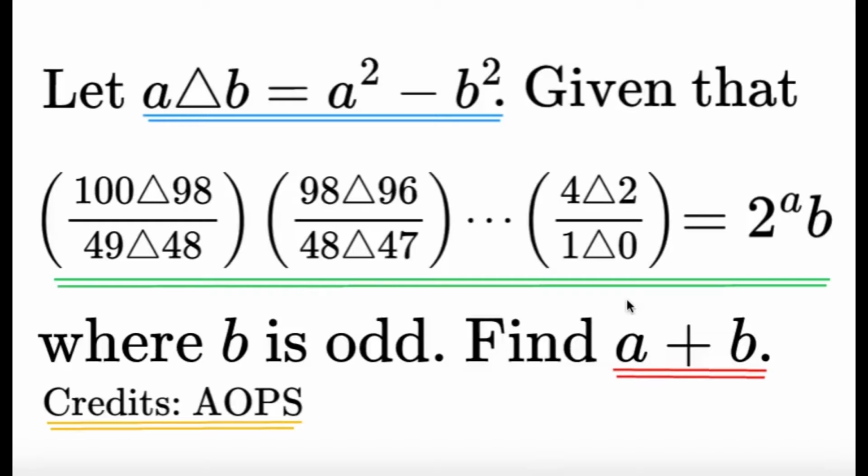Let's define a new operator, the triangle. Let a triangle b be equal to a squared minus b squared. Given that, the following expression can be written as 2 raised to a times b, where b is odd. Find the value of a plus b.